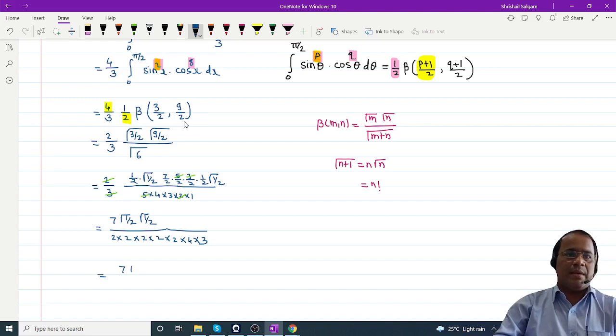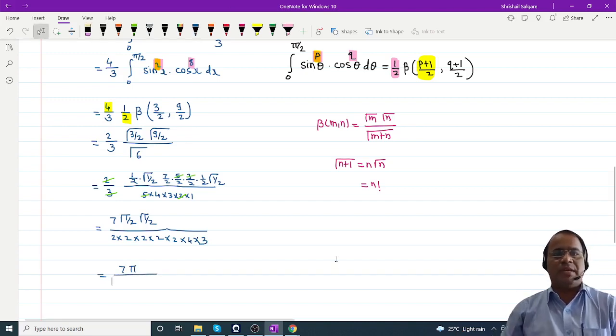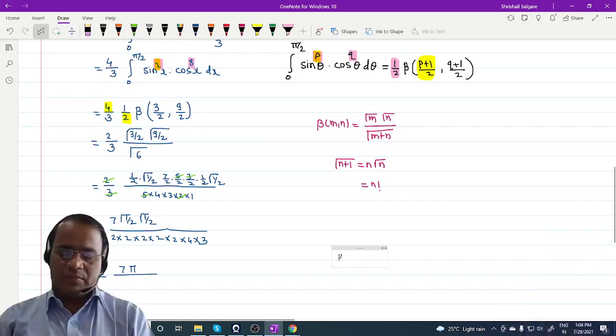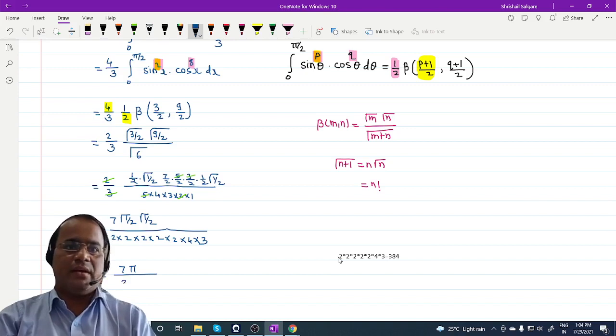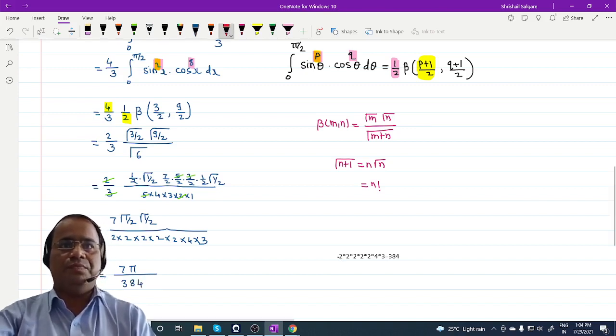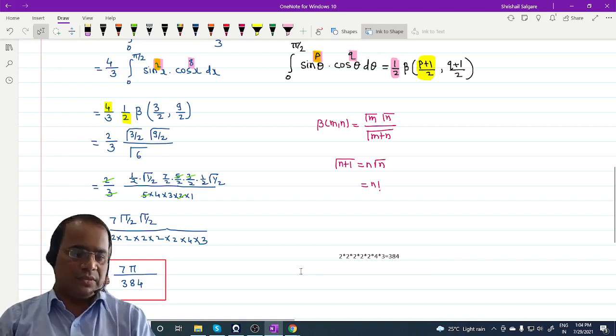Gamma 1 half is root pi, so it can be written as pi. What is the denominator term? 2 into 2 into 2, 5 times, multiplied by 4 into 3. Yes, 384. Verify all of you, so this answer is 384. So the evaluation of the first integral is given by 7 pi divided by 384. I think it is correct now.